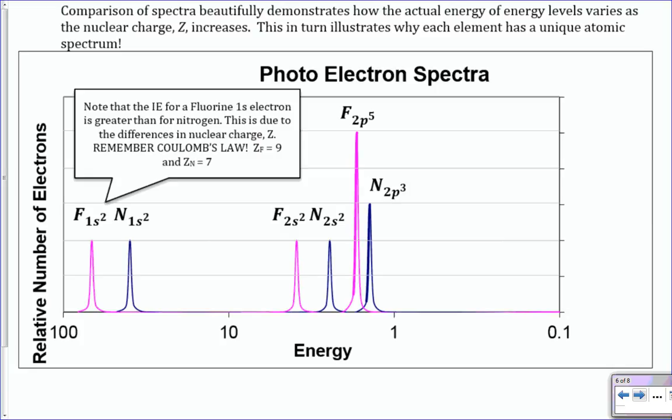Next general idea here is I've put up fluorine and nitrogen side by side. You can see fluorine are the peaks that are the lighter purple, and they're shifted to the left across the board. How come? How come every peak for fluorine is shifted to the left? Well, think about it. Fluorine has a stronger nucleus than nitrogen does, so you would expect the individual binding energies of each individual sublevel to be greater.